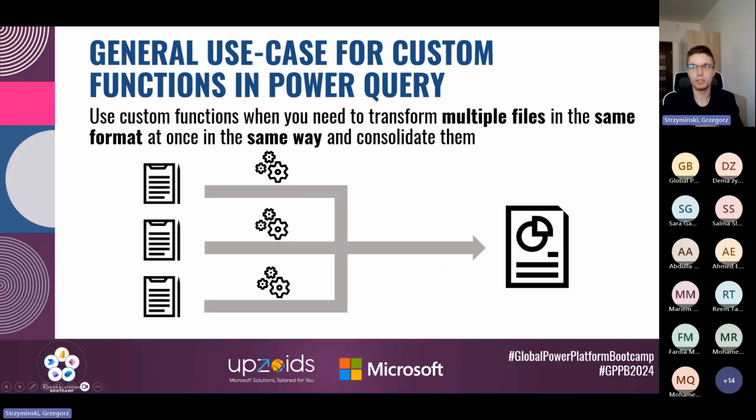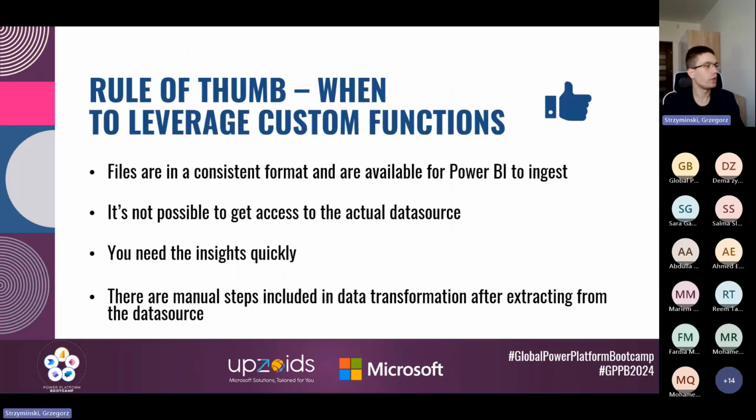And that is the use case from which you usually get the most value and time savings in Power Query custom functions. So yeah, for this to work, we need to have the files in a consistent format, like column names, column headers, and so on, and available for Power BI to ingest. So either a SharePoint or a local network drive, somewhere in a SQL server that you can connect to, or an API that you have access to.